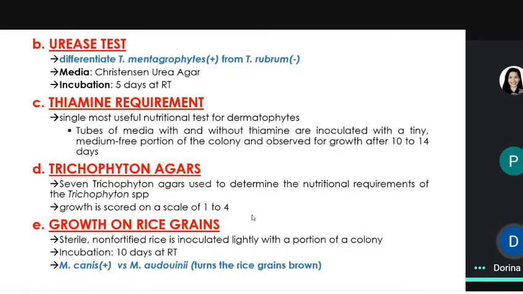Okay, so thiamine requirement. When we're talking of requirement, kailangan ba nila si thiamine or not? Right? Tama ba?